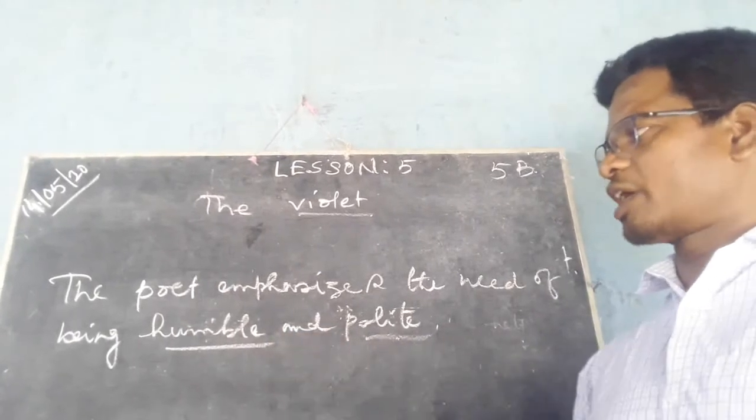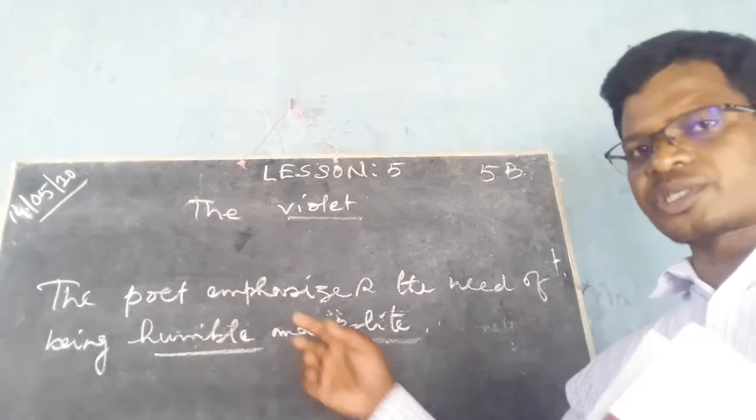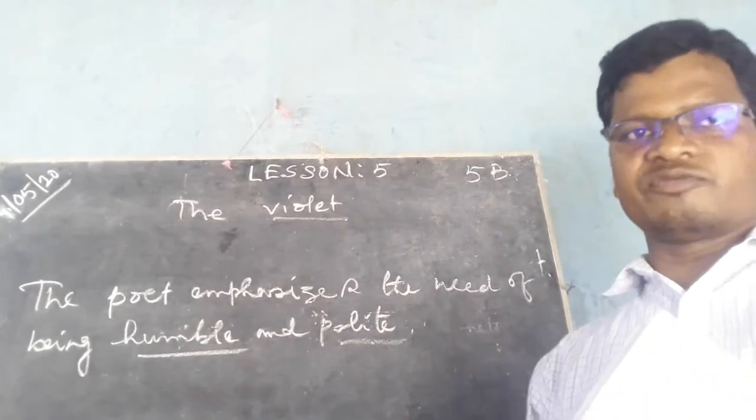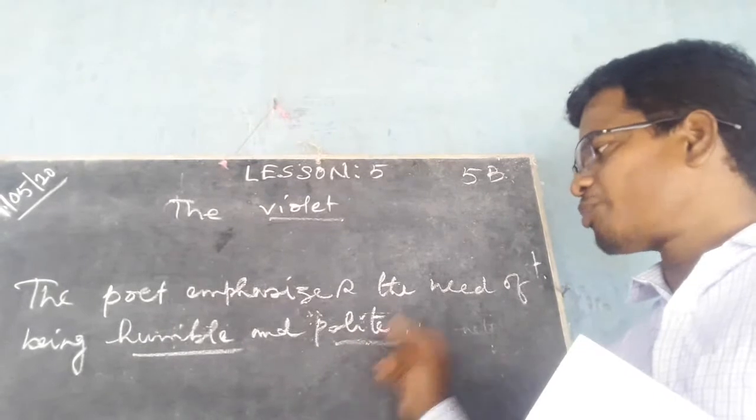Let's see once more. Humble and polite. This is what I have written for you. So these are the two qualities that the poet wants to learn from the flower violet: humility and politeness.